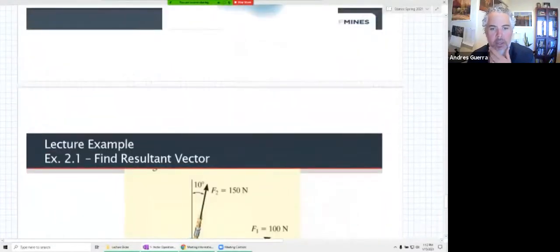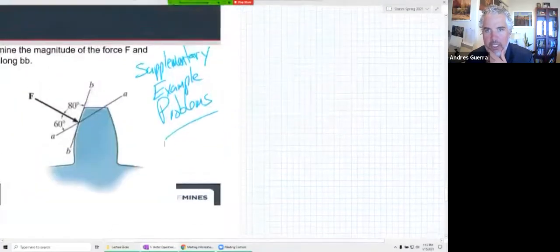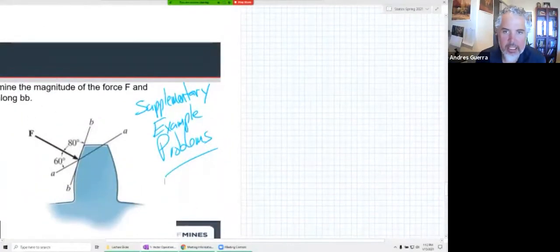So we're going to start with this lecture example, but actually before we get to that lecture example, let's get started here with a couple. Let's talk about our first learning objective for vector operations.